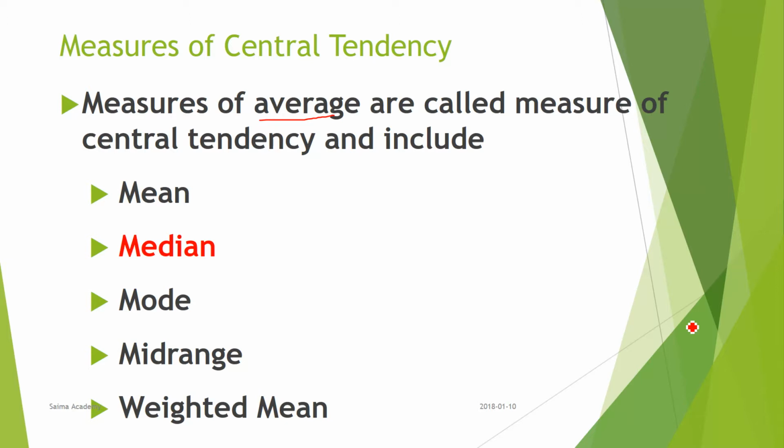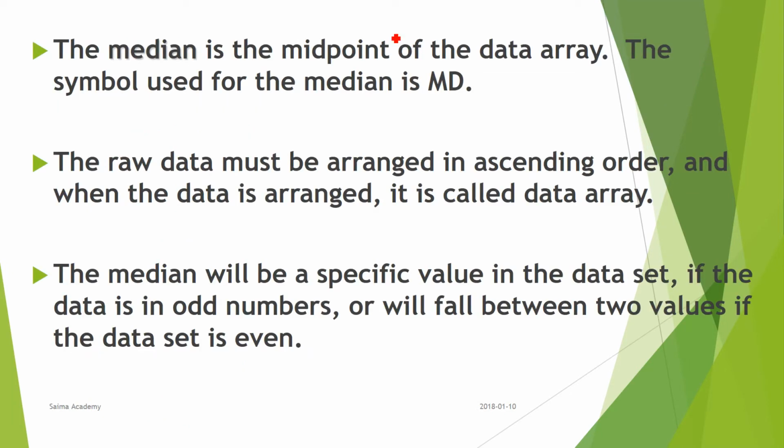There are different tools, or different instruments, with which we can find the average. One is the mean, second is the median, then mode, mid-range, and weighted mean. These are the ways, the instruments, with the help of which we can find the average, and this is called the measure of central tendency. So the median is the midpoint of the data array.